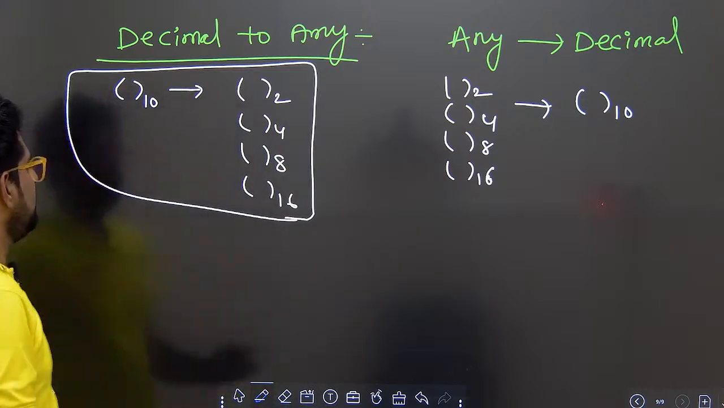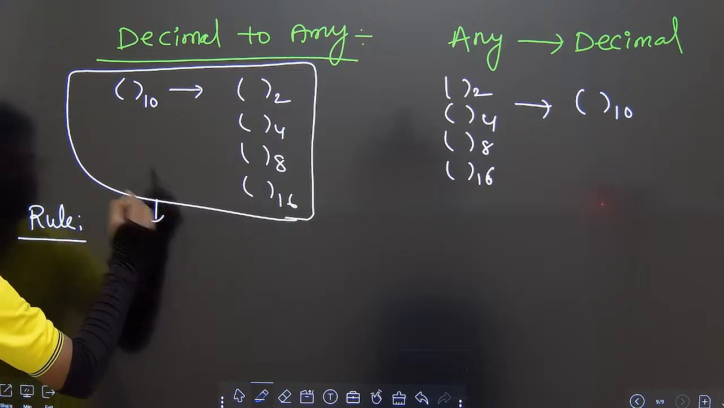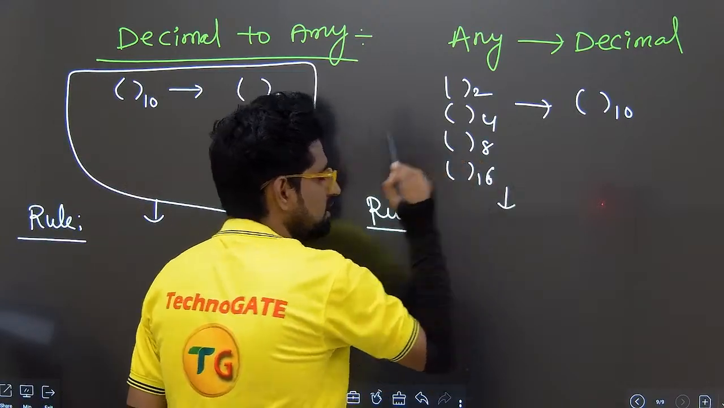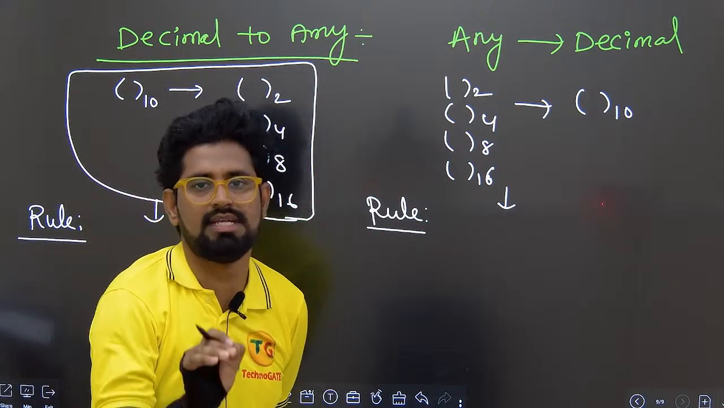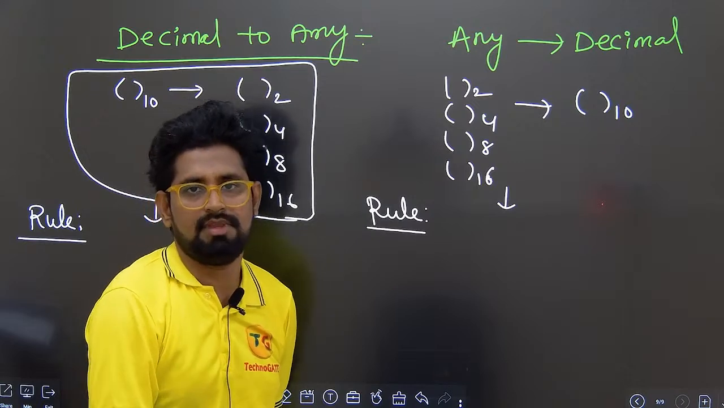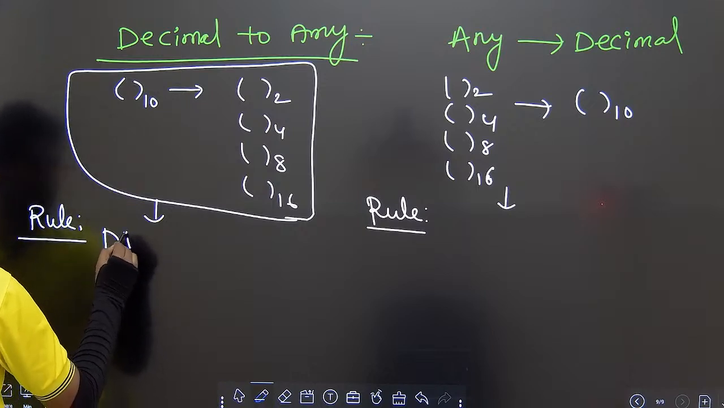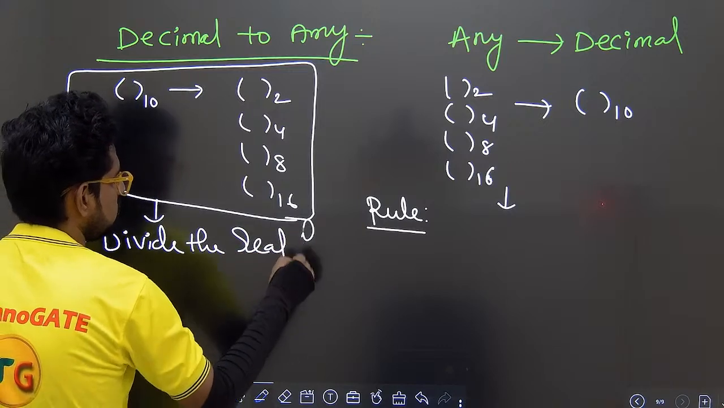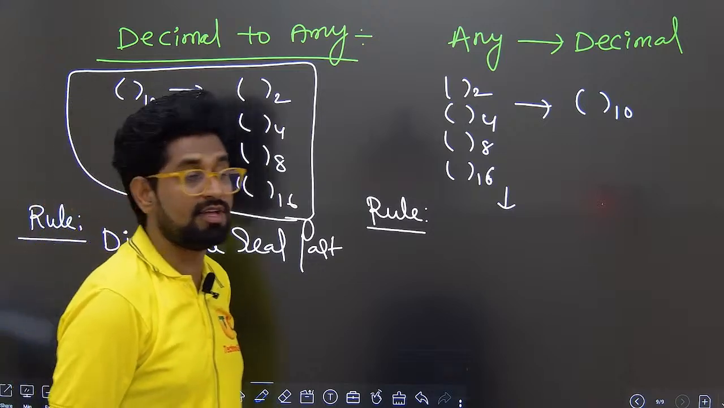Okay. Now first let me write the rule. After the rule let me take one example. With the example I will give a clear-cut idea of how to solve the given question. So the rule here is: divide the real part, simply like doing LCM. Divide the real part with the radix.